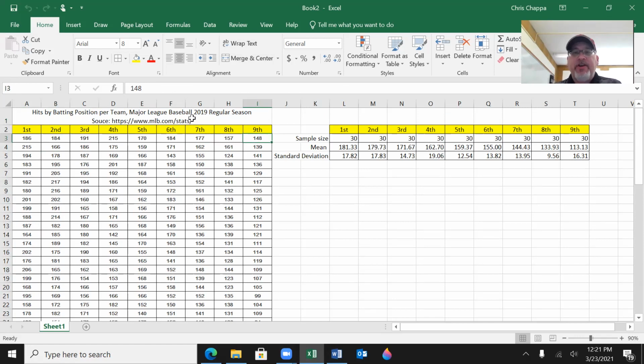And to the right over here, we have some summary statistics for each of these populations, the population of batters in the first position, second, third, et cetera. Now, each of these has a sample size of 30 because there are 30 teams in Major League Baseball as of this data set. For people batting from the first position, the mean number of hits obtained per team was 181.33, with a standard deviation of 17.82.